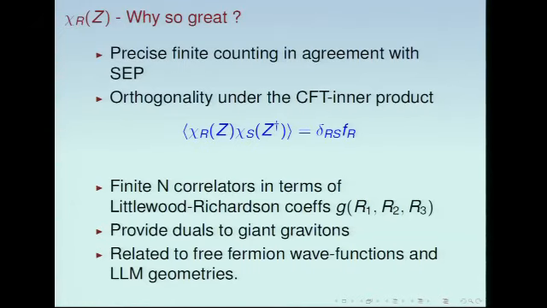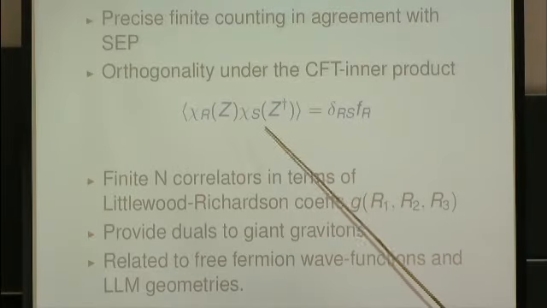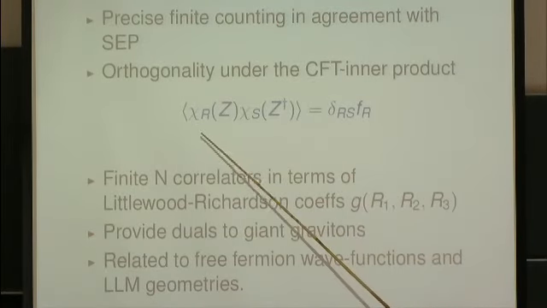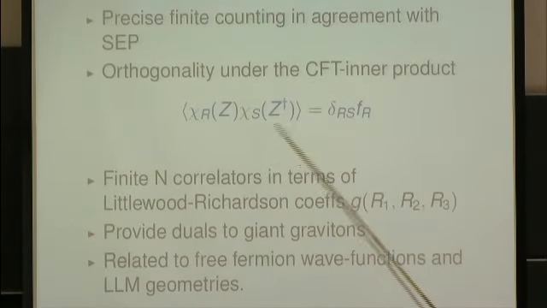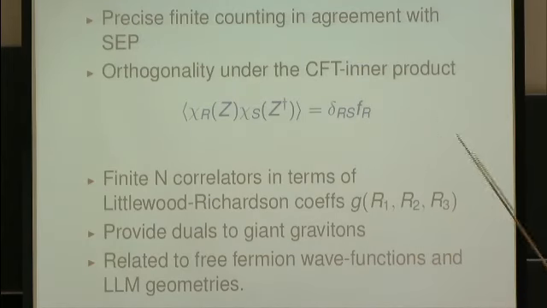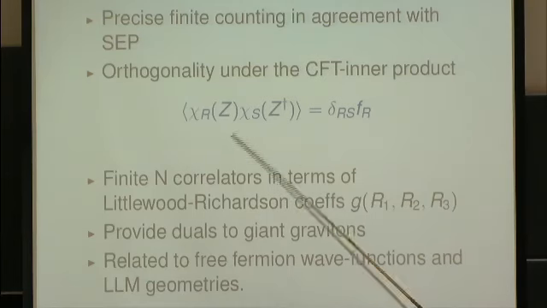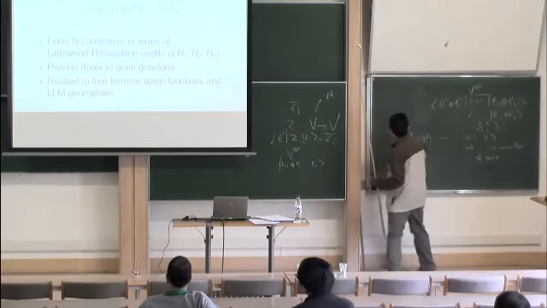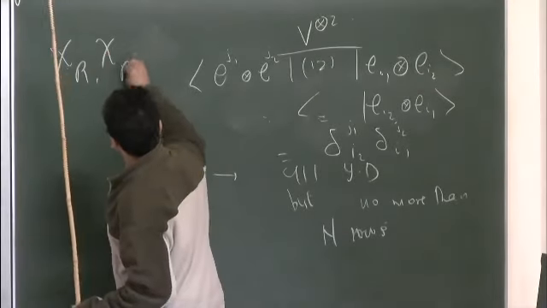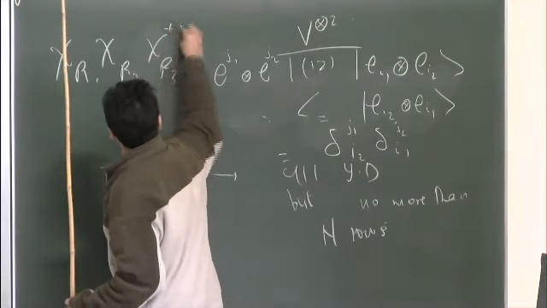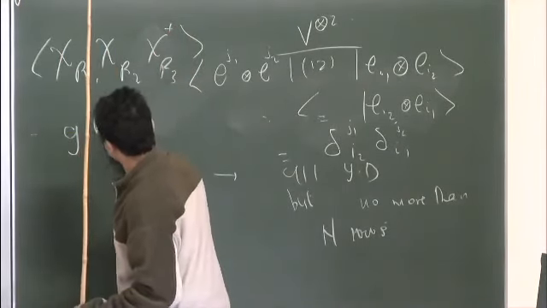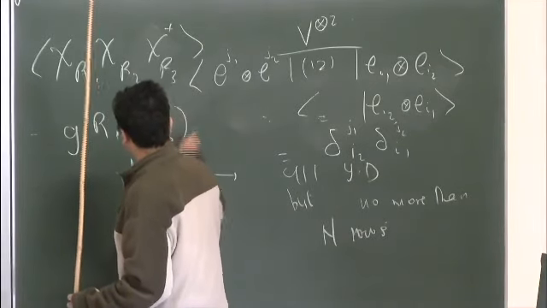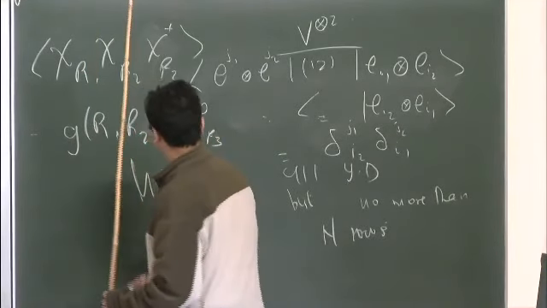As I said, it provides a precise counting in agreement with the exclusion principle. It's orthogonal in the free field limit. You do the Wick contractions, and two operators will be 0 if the Young diagrams are different. And there's a kind of simple group theoretic factor you can calculate. And further, the 3-point functions are very nice objects. If I take chi R1, chi R2, chi R3 dagger, it's a number R1, R2, R3 times the normalization depends on R3.